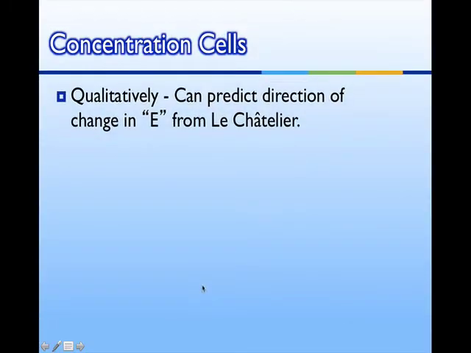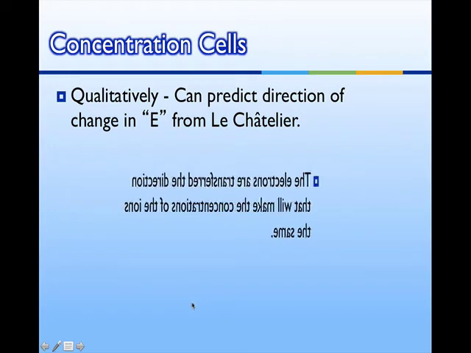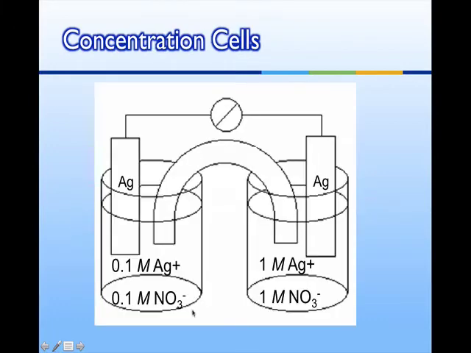So qualitatively, we can predict the direction of the change in E. We can predict, is the cell potential going to go up or down? And that's using Le Chatelier's principle. The electrons are transferred in the direction that will make the concentrations of the ions the same. So they're looking to equalize the concentrations. One needs to go up and one needs to go down.